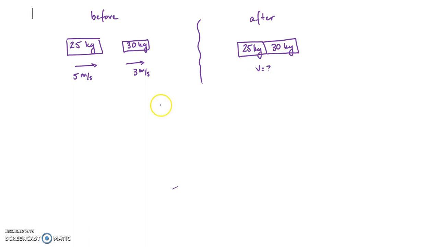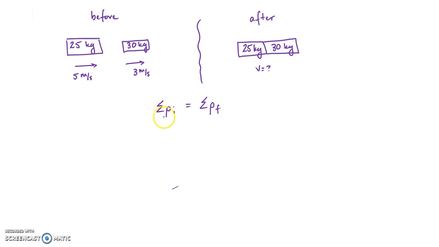So here's how I write it. If you add up all the momentum before the collision, that's going to be equal to all of the momentum after the collision. Law of conservation of momentum: no momentum was lost. Whatever total momentum you had in your system before the collision is equal to the total momentum you have after the collision.